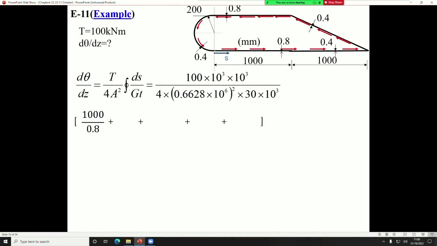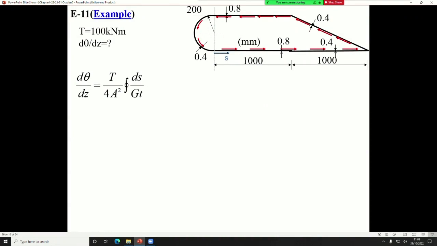So we have this equation giving us the angle of twist. It works exactly like T times L over GJ for a circular cylinder. T is constant, A, the area enclosed by the perimeter, is constant. The whole section is made of the same material, aluminium. So G is constant, and we are allowed to remove it from the integral and place it outside.